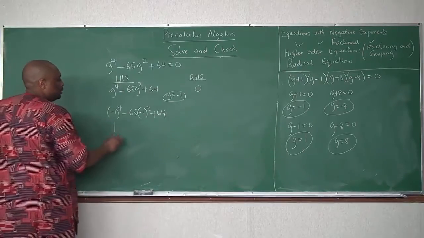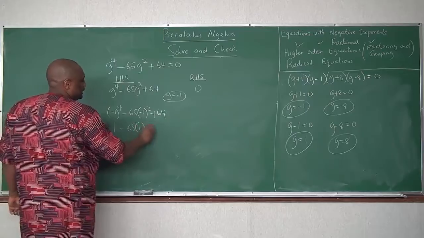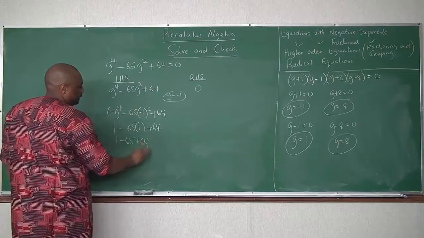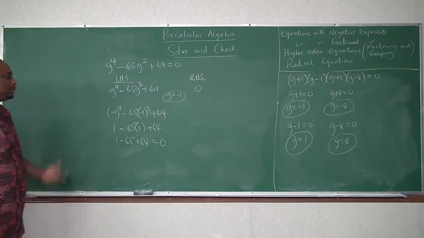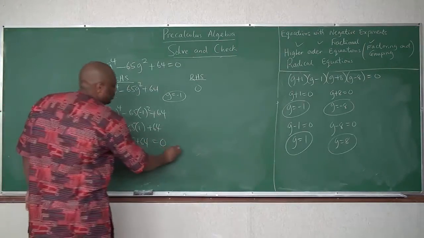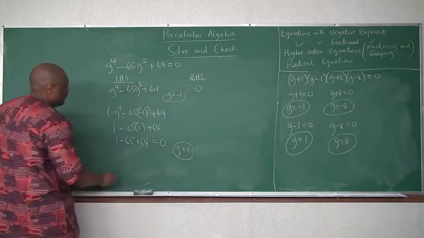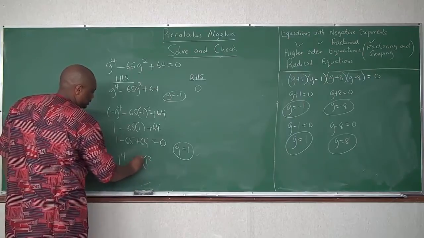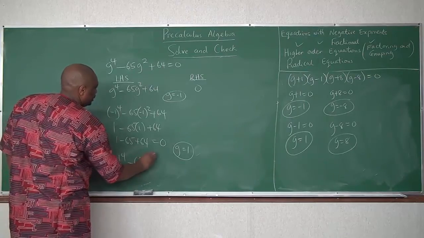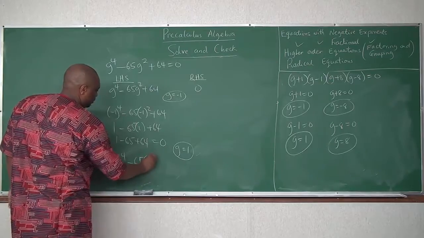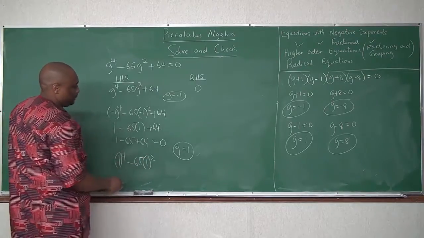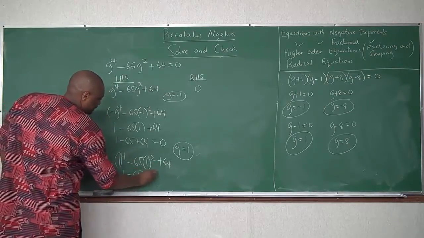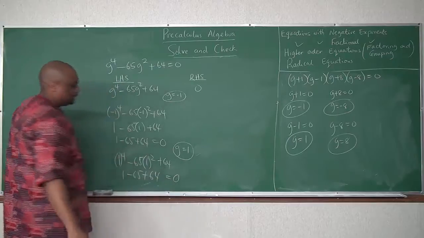Now this is 1 minus 65 times 1 plus 64. So 1 minus 65 plus 64 is 0. So that works. Then for g equal to 1, you have 1 to the 4th minus 65 times 1 squared plus 64. So this is 1 minus 65 plus 64, and that gives you 0.